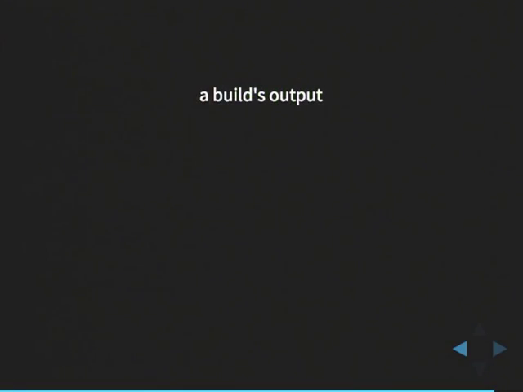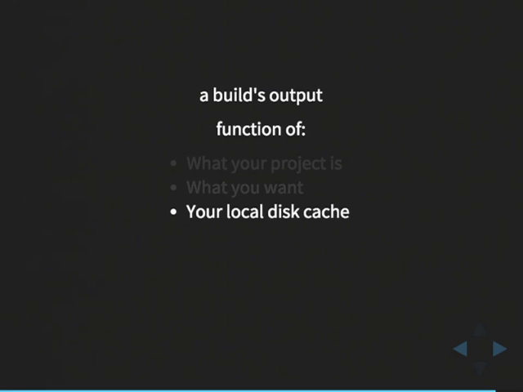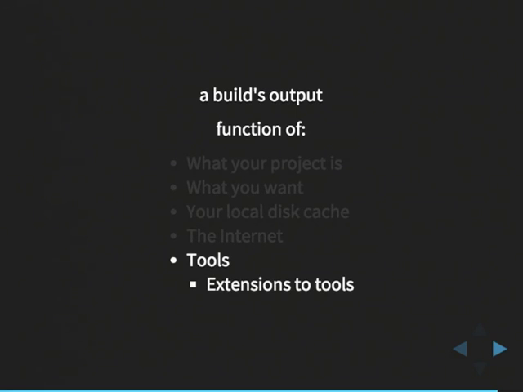So finally, I'm running out of time, but I wanted to talk about one more thing that I've been working on. A build's output is a function of what your project is, what you want, your local disk cache, the internet, tools, and then extensions to those tools. So the output of your build is a function of a lot of things.